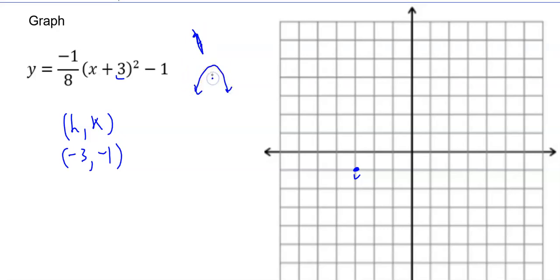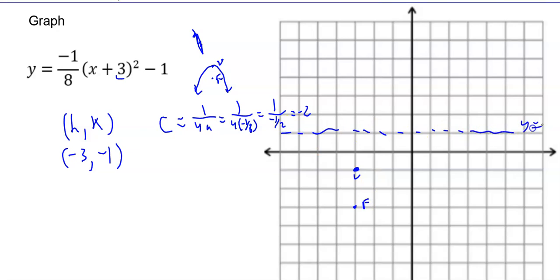So my focus is going to be right below my vertex. So there's my vertex and my focus. So you need to go a distance of c. So c in a parabola is 1 over 4a. So 1 over 4 times -1/8, which would be 1 over -1/2, which is -2. So we go 2 down to get my focus point, 2 up to get my directrix.